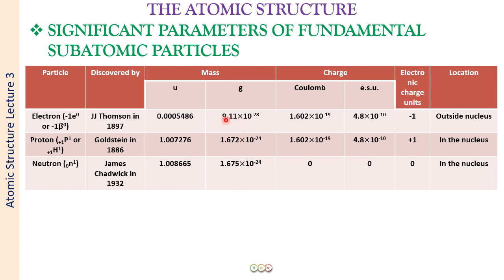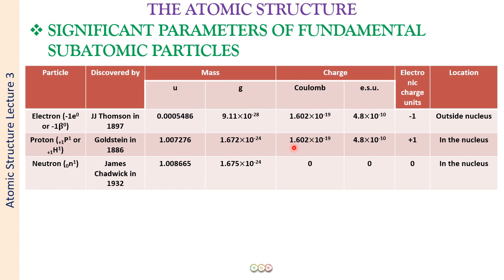The electron having a negligible mass, and then proton and neutron, they having almost same mass, the neutron being slightly heavier. And then the charge, basically the electron has minus 1.602 into 10 power minus 19 coulomb charge. The proton same charge but plus 1, and this on a relative scale we are saying as this being the smallest charge possible. If you remember, we had said that this is denoted as minus 1 charge.